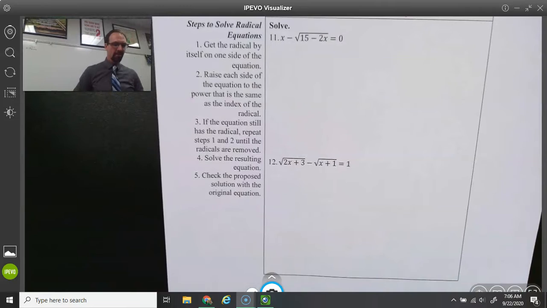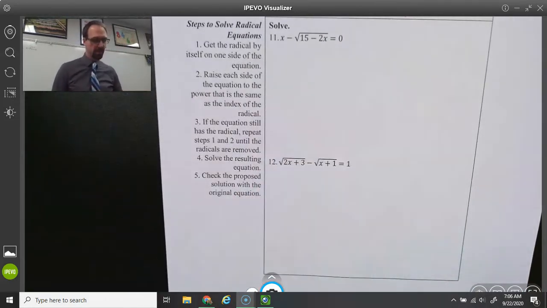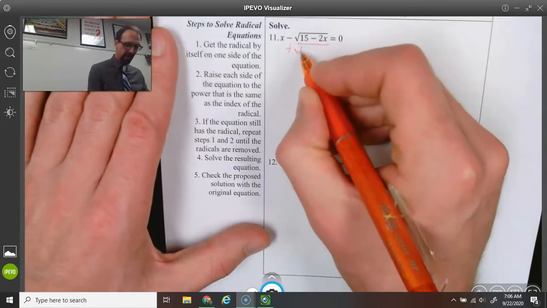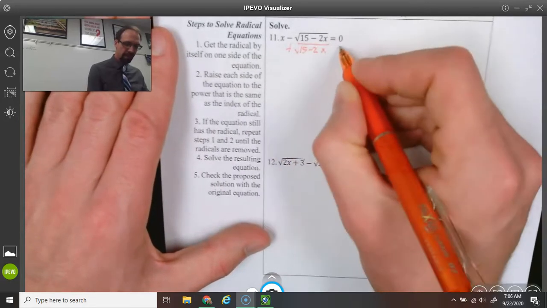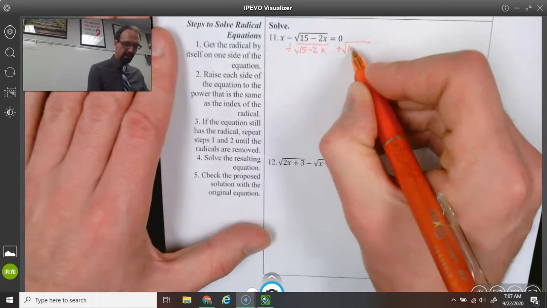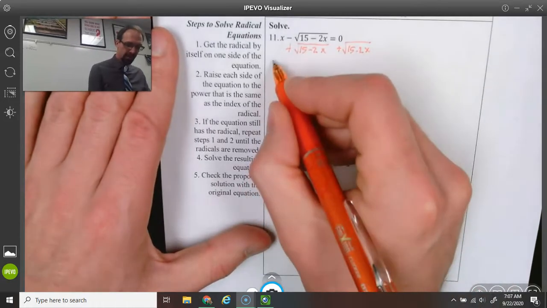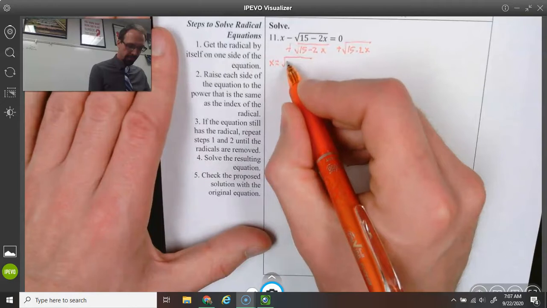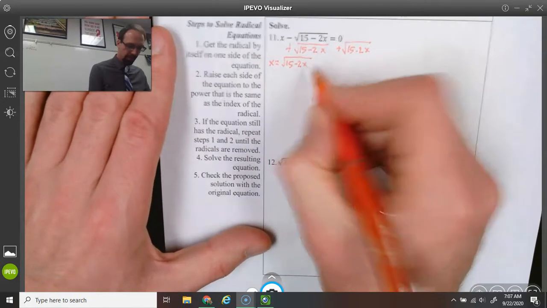It says get the radical by itself on one side of the equation. Sometimes you just have one radical and it's a little bit easier to do, like this example here. So let's go ahead and add the square root of 15 minus 2x on both sides. This is going to give me x equals 15 square root of 15 minus 2x.